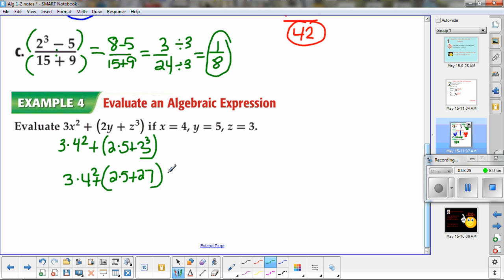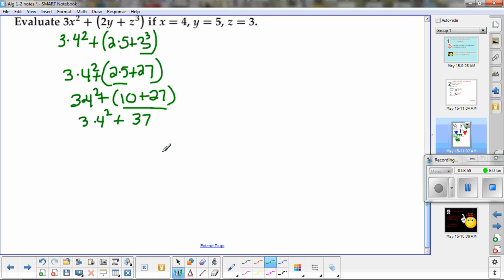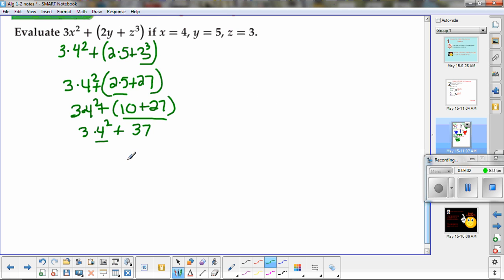Now inside parentheses, we are going to do the multiplication. 2 times 5 is 10. Rewrite everything. Ten plus 27 is 37. Now that we're finally done with the parentheses, we can move on and do the exponents. 4 squared, remember, is 4 times 4, or 16.